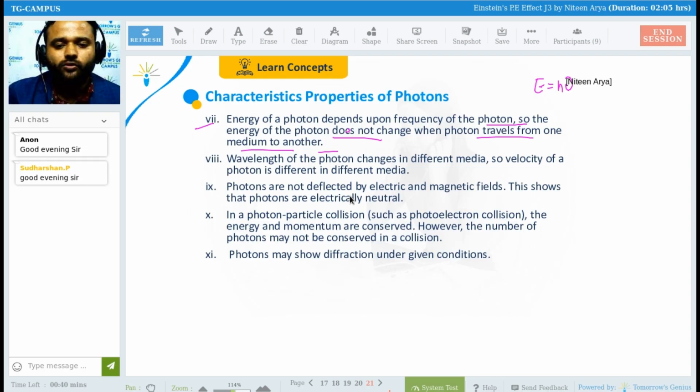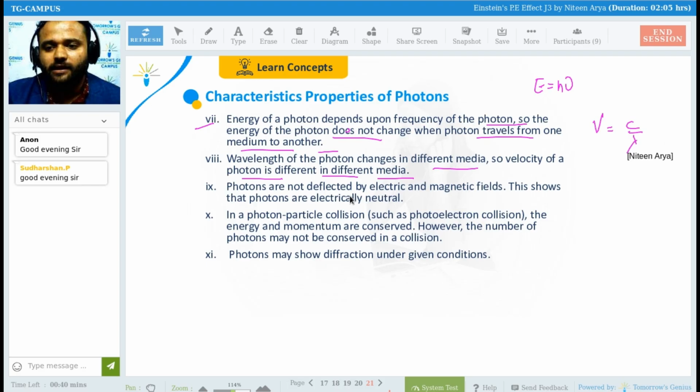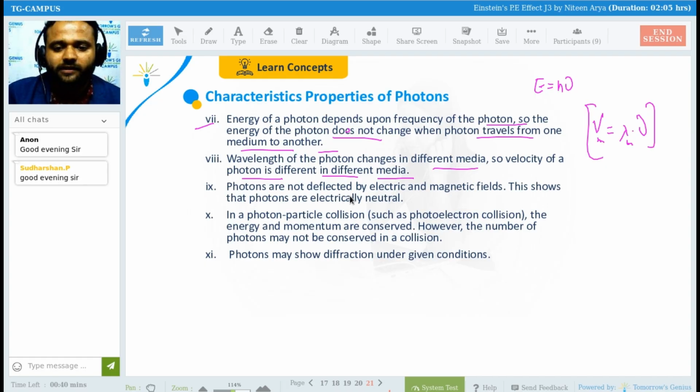Wavelength of a photon changes in different media. Why so? Because velocity v equals frequency times lambda, so lambda changes in any medium. Then velocity is changed, but frequency remains the same. Photons are not deflected by electric and magnetic fields. This shows that photons are electrically neutral.